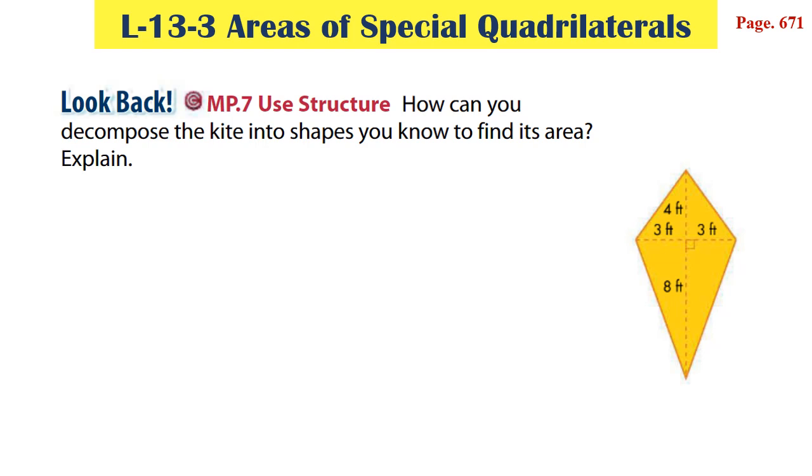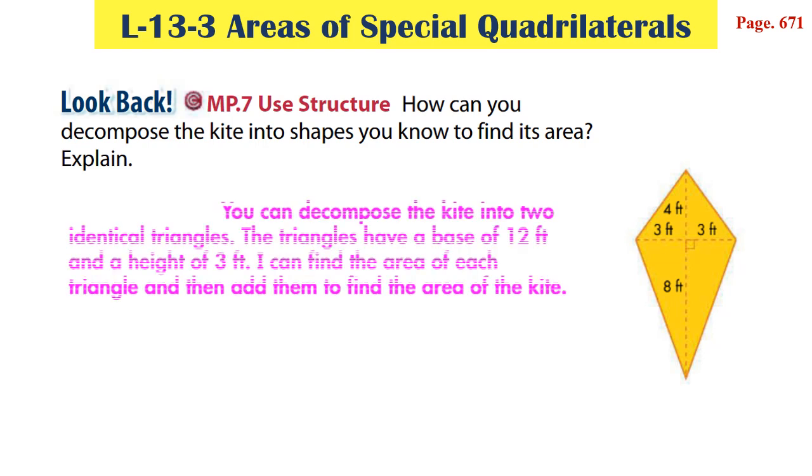The question is: how can you decompose the kite into shapes you know, to find its area? Explain. Very good. You can decompose the kite into two identical triangles. The triangles have a base of 12 feet and a height of 3 feet. I can find the area of each triangle and then add them to find the area of the kite.